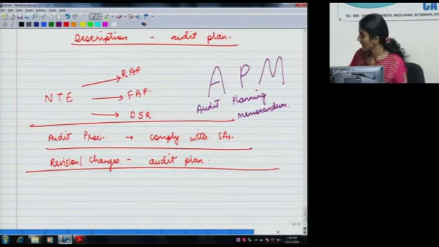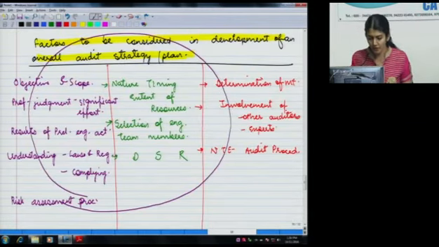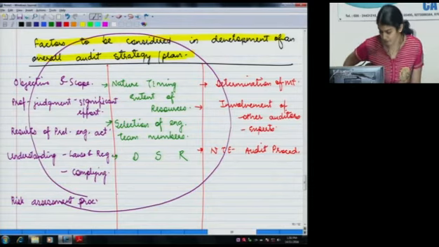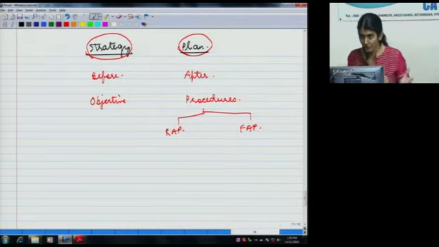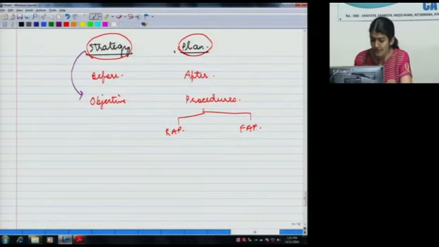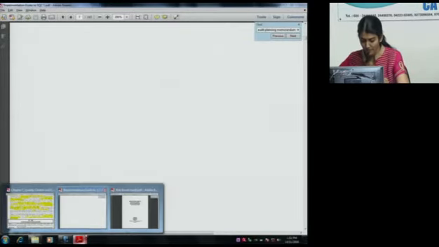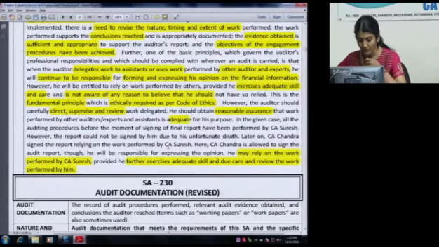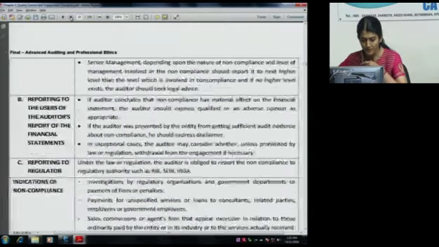Right, so that is regarding the description of the audit plan. Factors to be considered in the development of the overall audit strategy or the audit plan. Then what comes before strategy or plan? Yes, strategy will come before, then it will be followed by a more detailed plan. In the strategy you'll have the objective, whereas in the plan you'll have the detailed procedures which are required to be performed. Right, so let's have a look at the question bank of SA300.